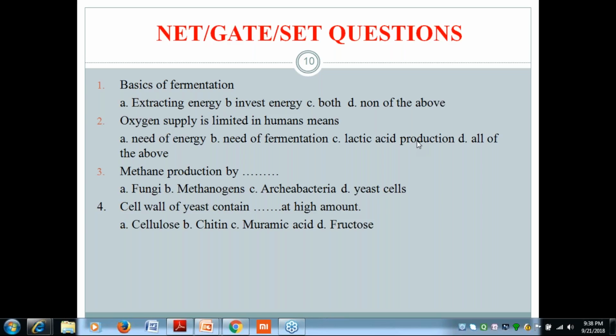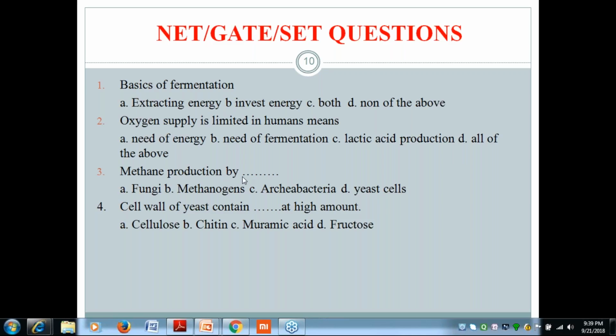Means what? There is a need of energy. Then next one, need of fermentation, lactic acid production. If we want to do lactic acid production, means there is a fermentation. After fermentation, the lactic acid production will happen or further products. And if the fermentation is occurring, means need of energy. So all factors are considered. So that's why oxygen supply is limited in human beings means need of energy, need of fermentation, lactic acid production, and the answer is all of the above.